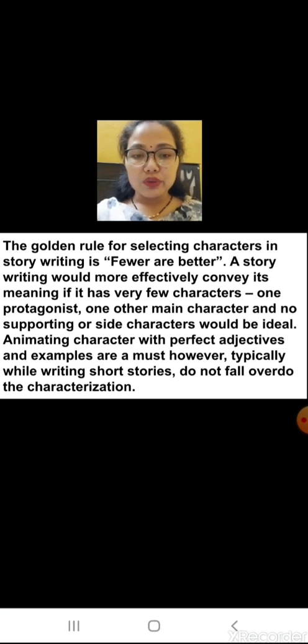Animating characters with perfect adjectives and examples is a must, however. Typically, while writing short stories, do not overdo the characterization.